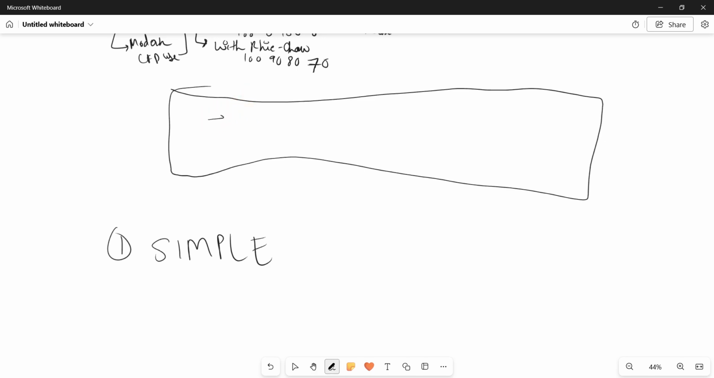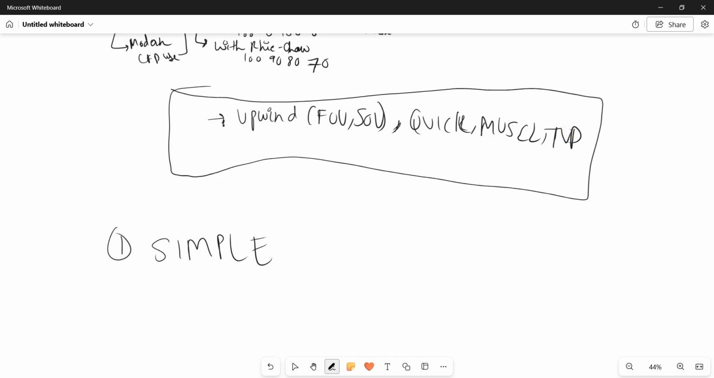Okay. So we had upwind. So you had FOU, that is first order upwind and second order upwind going on. Then you had your QUICK. Then you had MUSCL, and you had TVD, that's total variation diminishing. So these methods were used in order to find the face values, right? So using these methods, you used to find the values at the face, correct?